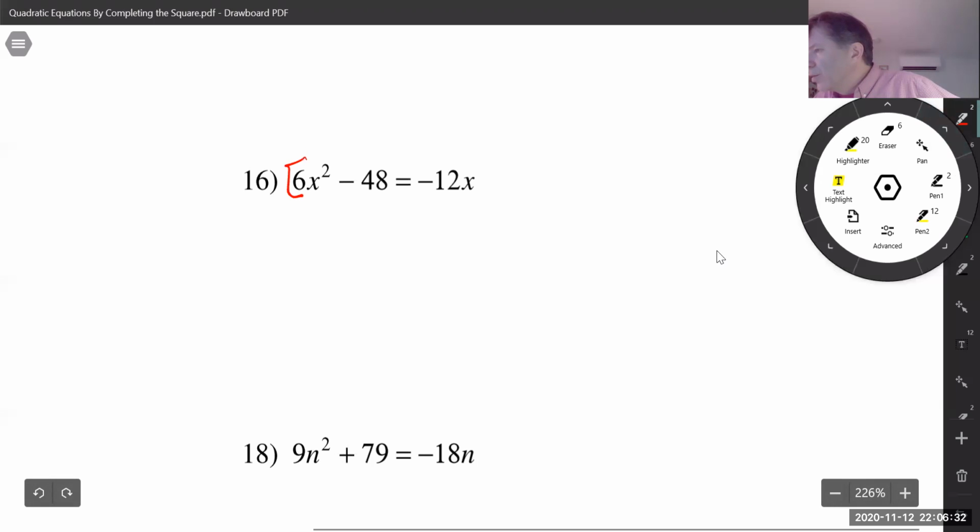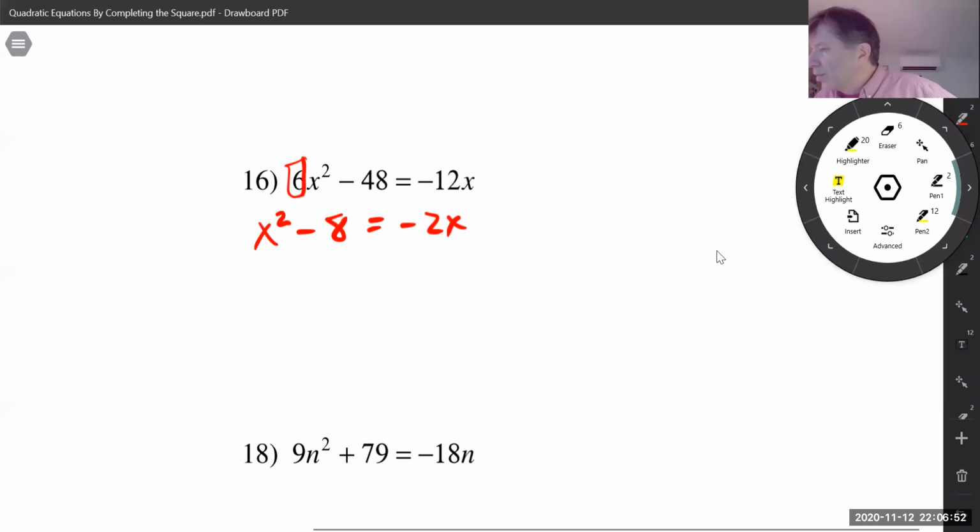So right here, you can see we've got 6, so we've got to get rid of that. And so the obvious thing to do in this particular case is to divide each term by 6. So we end up with x squared minus 8 is equal to a minus 2x. And then our next step would be to get the x's on the same side, x squared plus 2x. And I could leave it as minus x, but I know I'm going to complete the square, so I want to put in a space there.